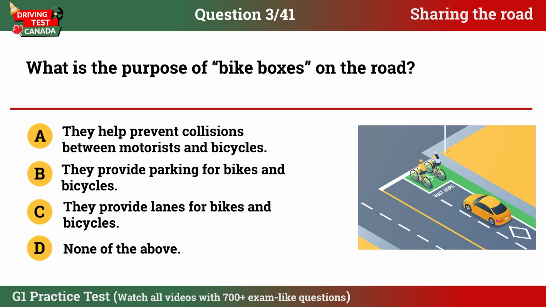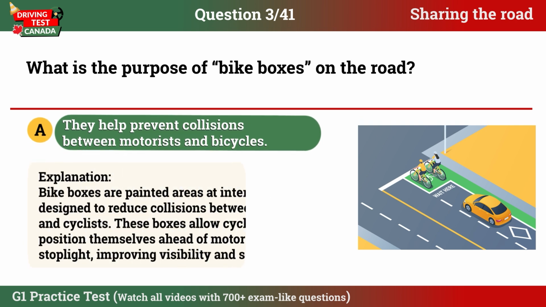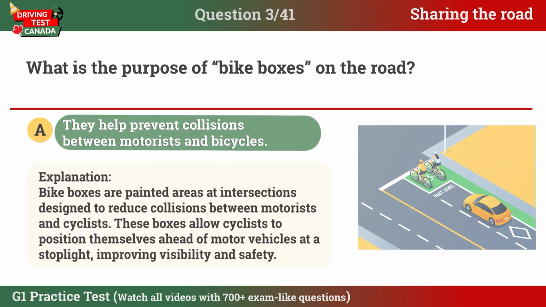The correct answer is A. They help prevent collisions between motorists and bicycles. Explanation. Bike boxes are painted areas at intersections designed to reduce collisions between motorists and cyclists. These boxes allow cyclists to position themselves ahead of motor vehicles at a stoplight, improving visibility and safety.